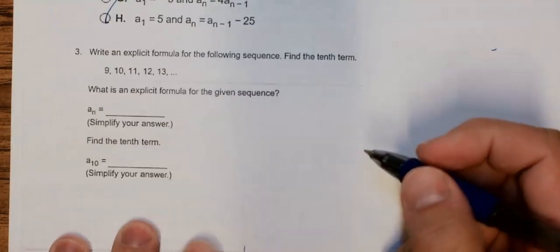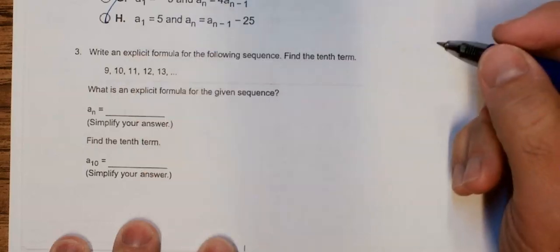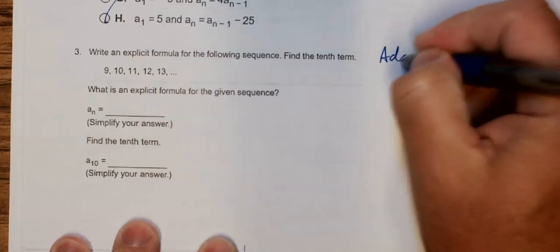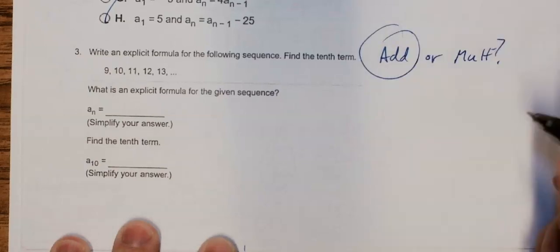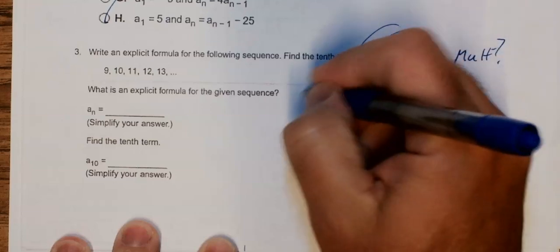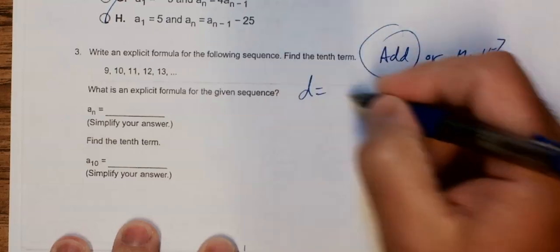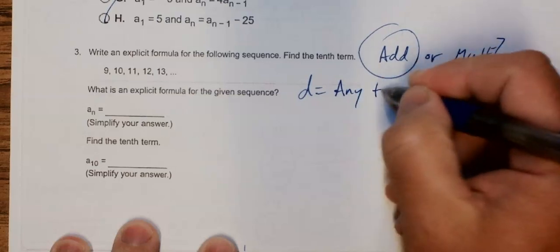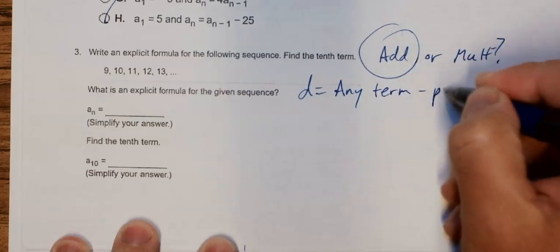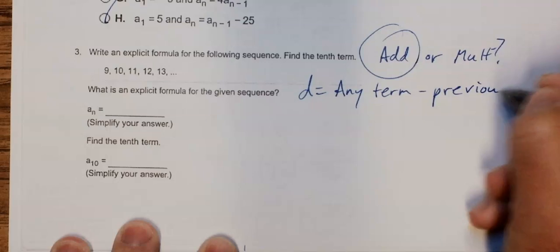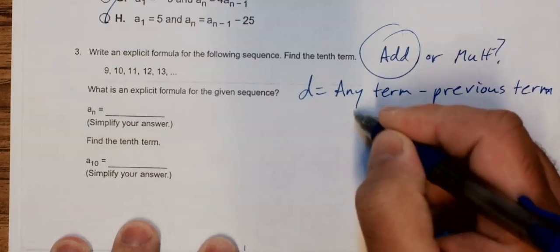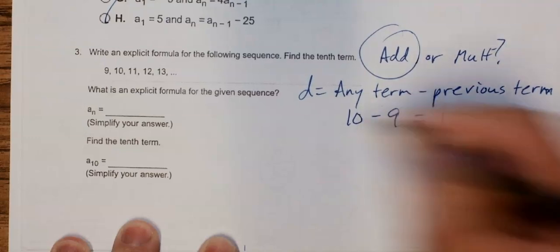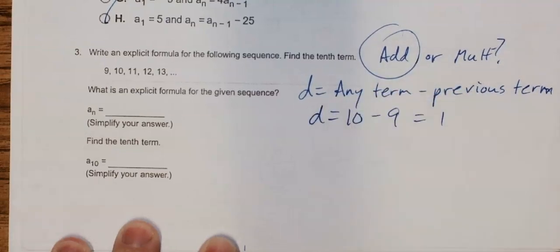Write an explicit formula for the following sequence. Okay, now, are we adding or multiplying? That's the question. Add or multiply? Clearly we can see that we're adding. Now, if you want to find the common difference d, you take any term and you subtract the previous term. Now, I know that's not very difficult in this particular case. You can clearly see, 10 minus 9 is equal to 1. We are going up by 1 every single time.